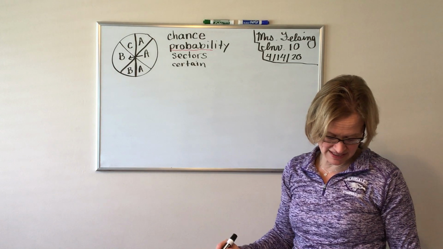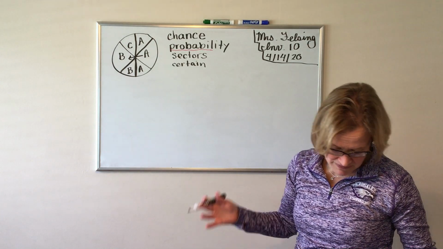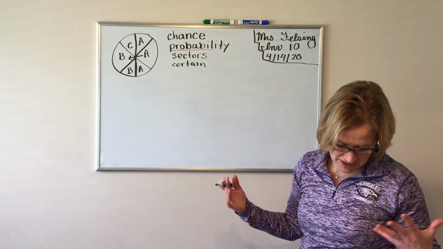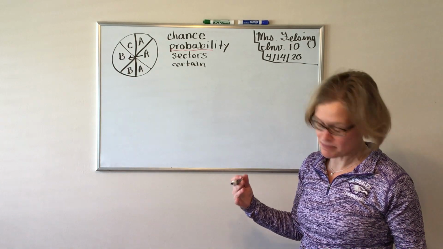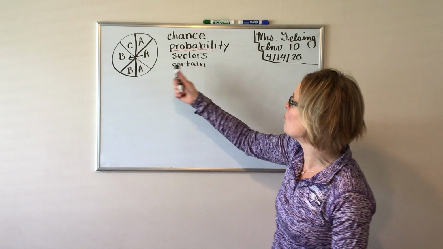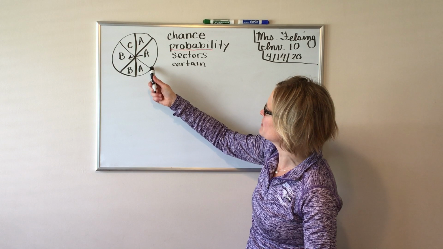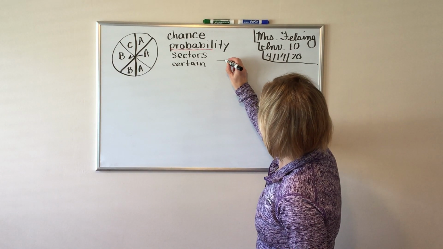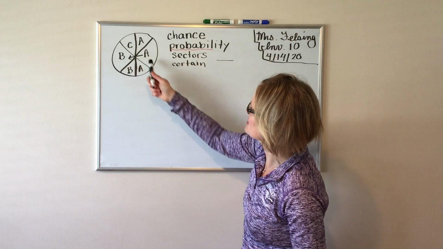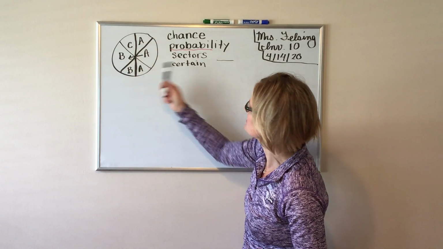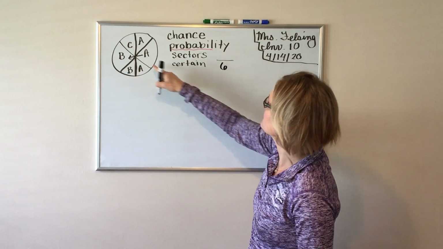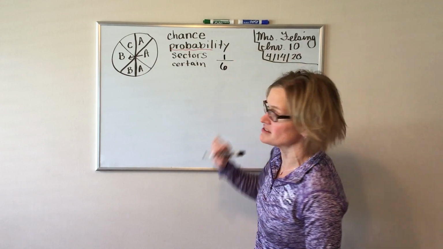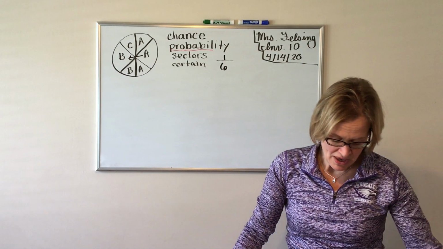Assuming that it's balanced and fair, each sector is 1/6 of the spinner. And remember, with fractions, your denominator on the bottom is the total number of sections, 1, 2, 3, 4, 5, 6, and then one section is considered 1/6.